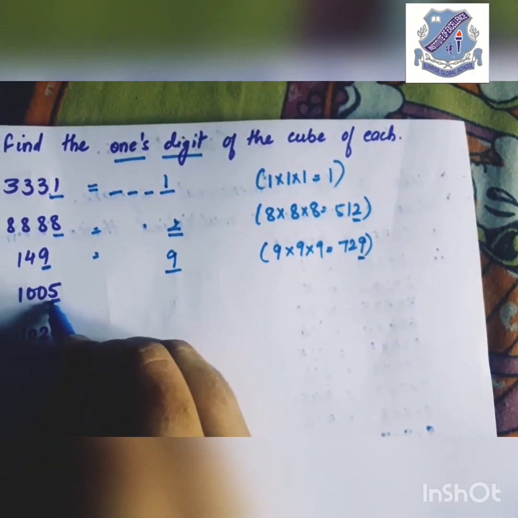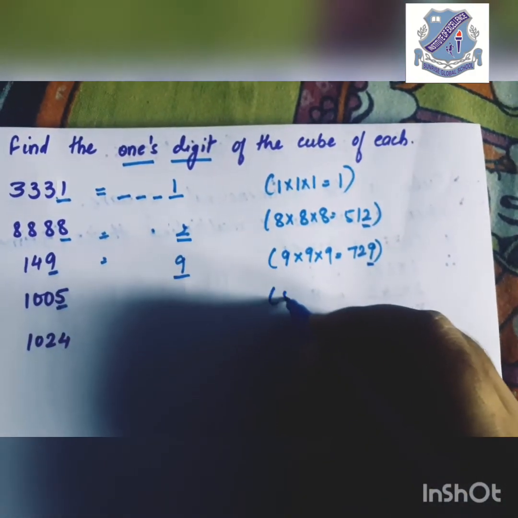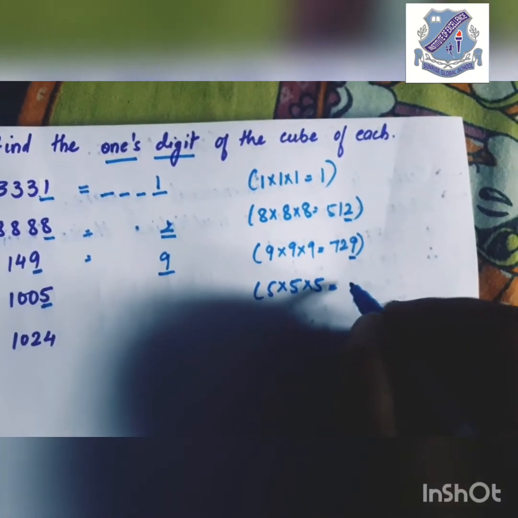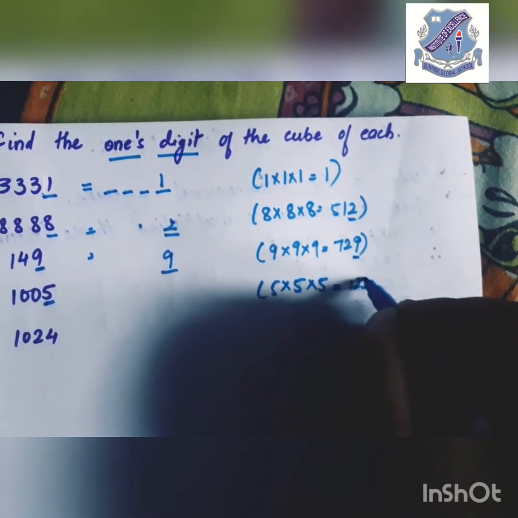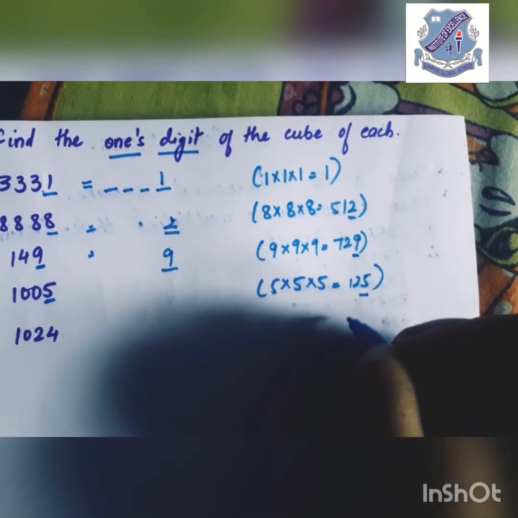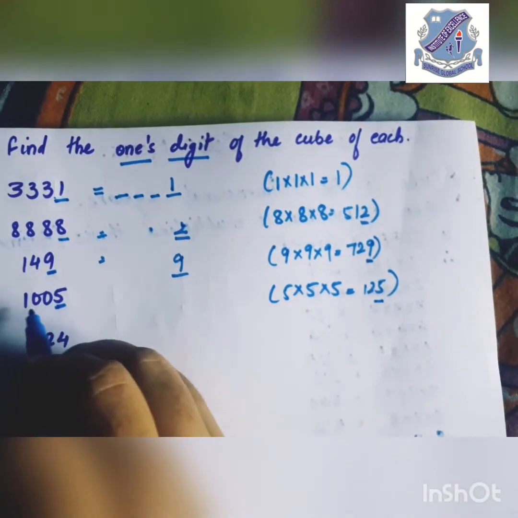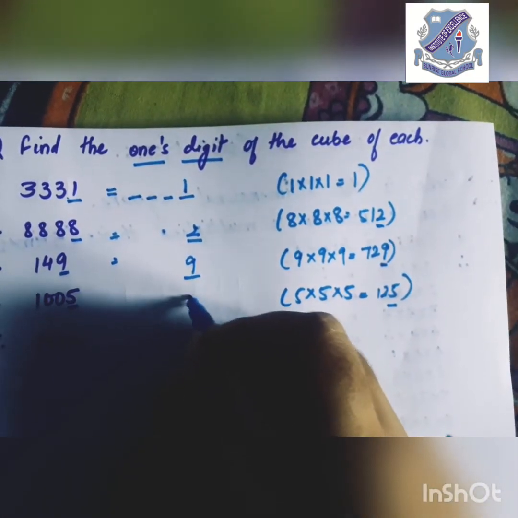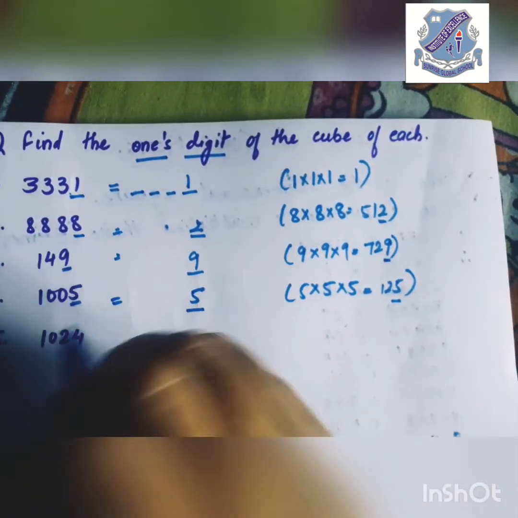Now if we do the cube of 5, so 5 into 5 into 5 will be 125. So the unit digit that comes here is 5. So if we take the cube of 1005, the unit digit that will come will also be 5.